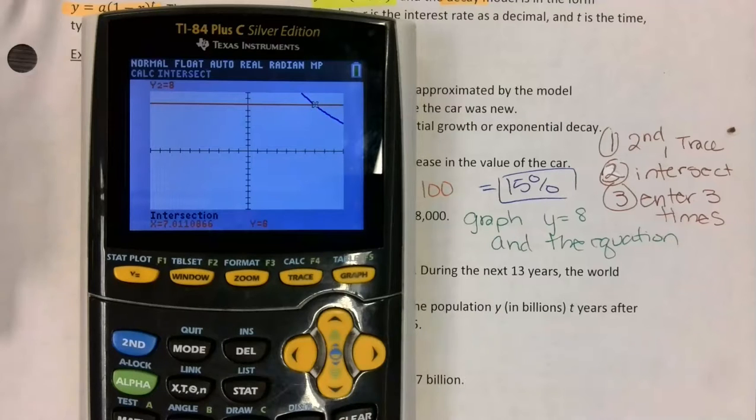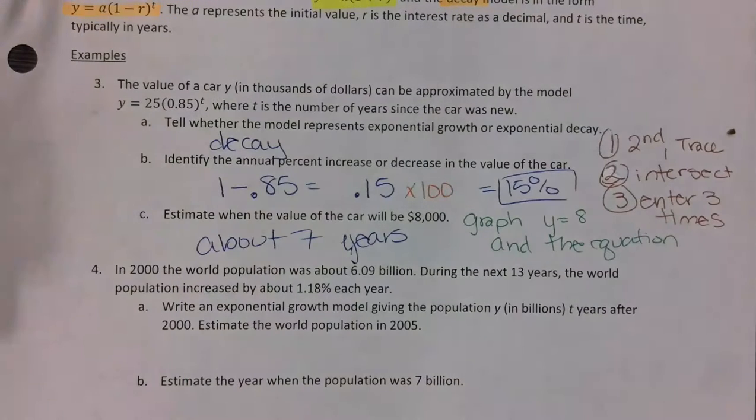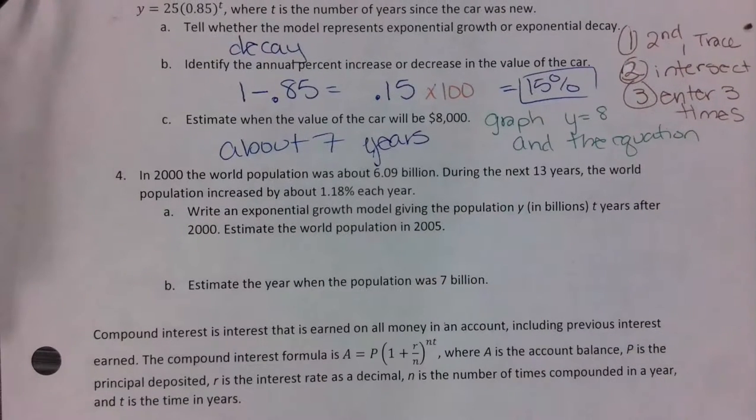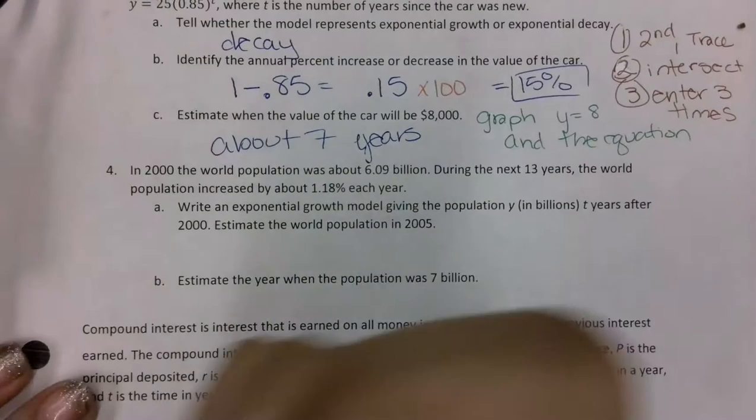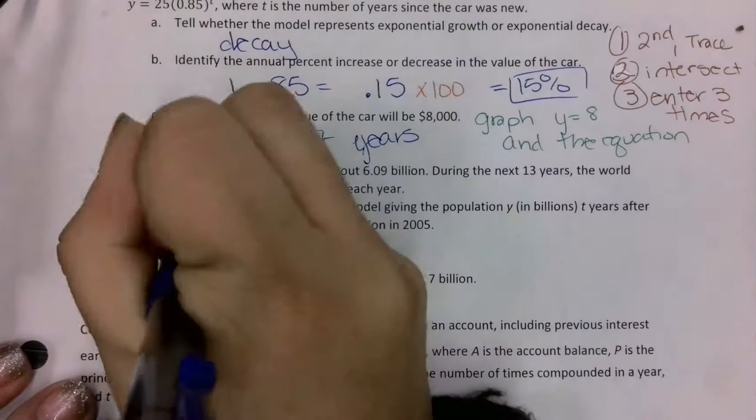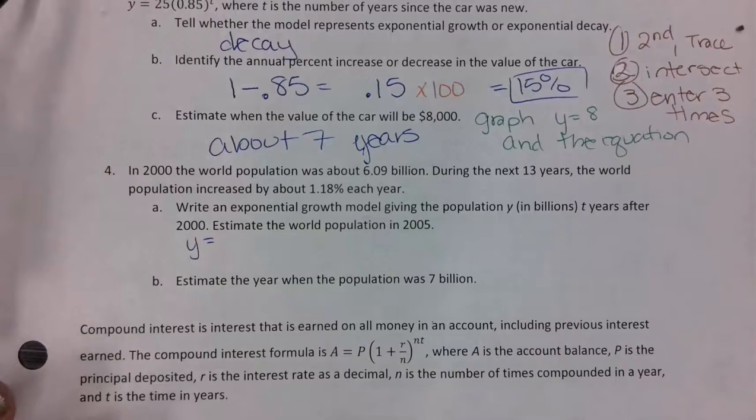Trace. I did something weird because my graph. Okay, so this one on number 4 wants me to write the equation in billions 2 years after the year 2000, and then estimate the world population in 2005. Apparently, on this set of notes, I do not believe in giving you room to write. So, it's going to be y equals, how many people do we start with in 2000?